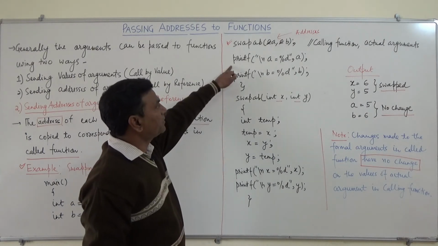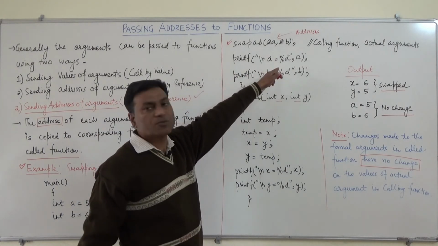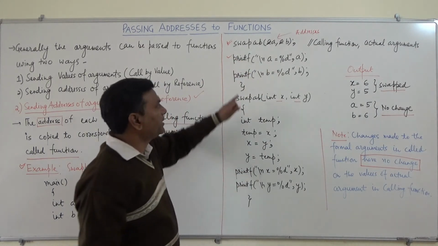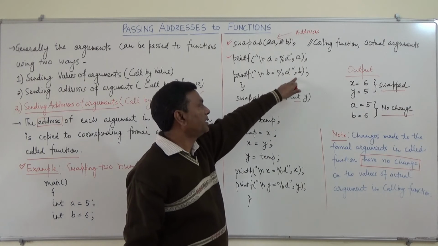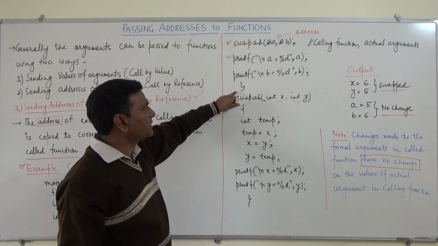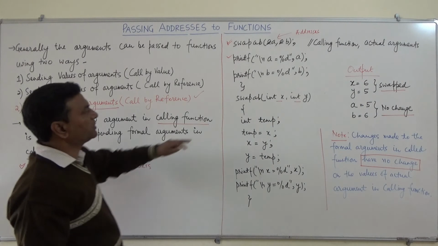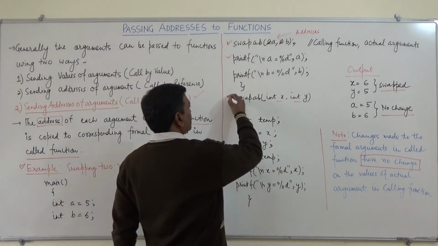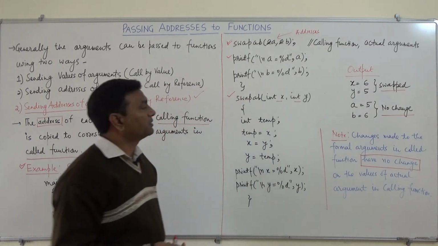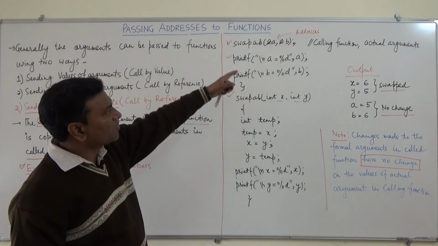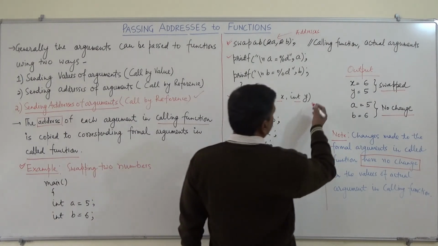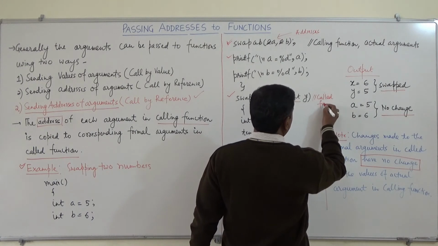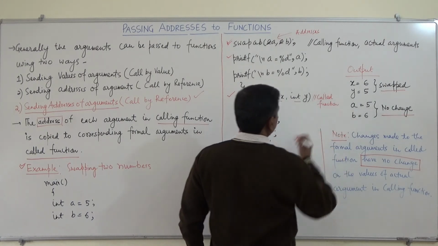Now we will print the value of A. So A equals %d A, this is as it is, and then B equals %d B. We will close this main function here, so we will use closing curly braces, and then here we will give the definition of this function. So that is the calling function, and this is the called function.